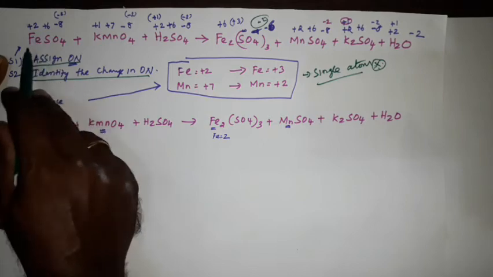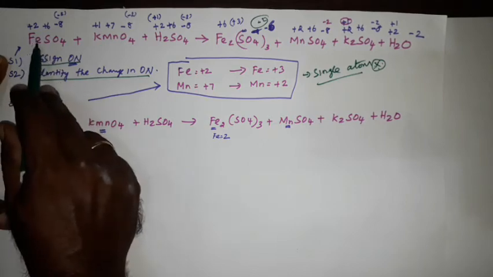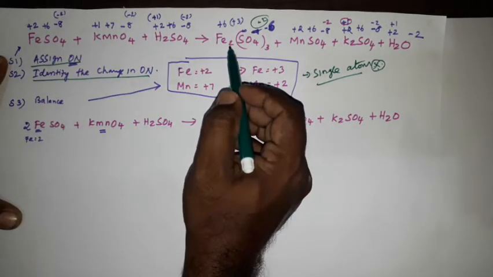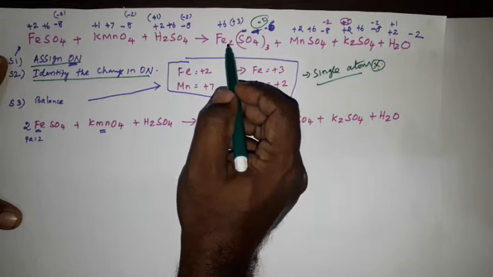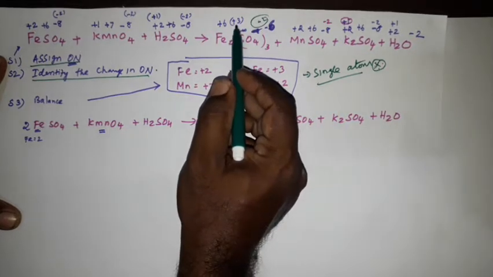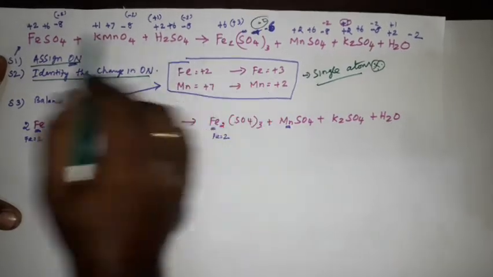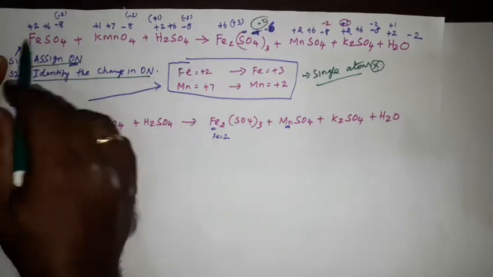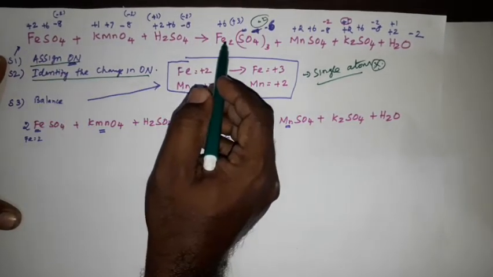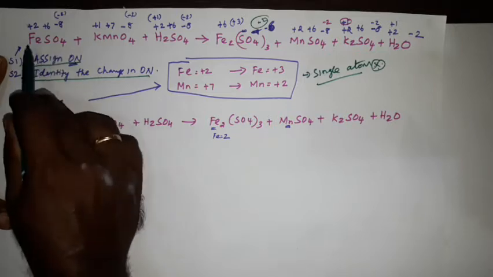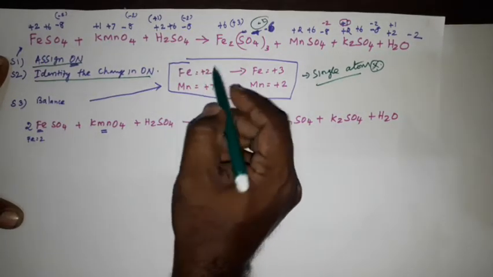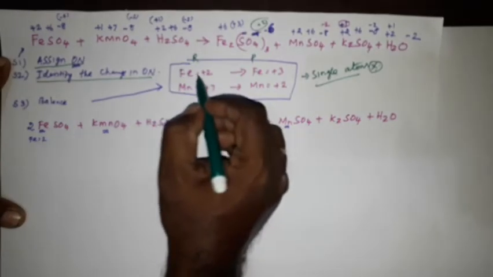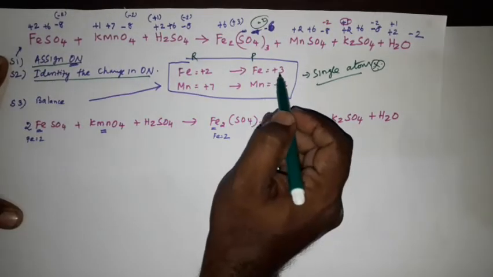See, now you check first Fe. On the reactant side it is plus 2, then go to the product side. Here there are 2 Fe atoms, so 1 Fe atom will get plus 3. So here plus 2, here plus 3. So the oxidation number of iron has changed. You have identified that iron has changed its oxidation number. This is the reactant side and this is the product side. So Fe equals plus 2 on the reactant side, and Fe equals plus 3 on the product side.